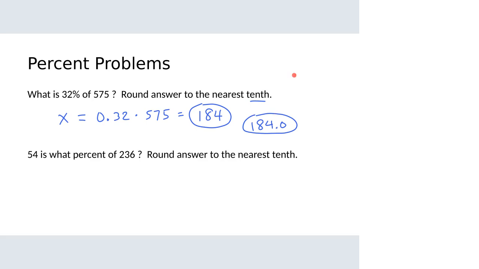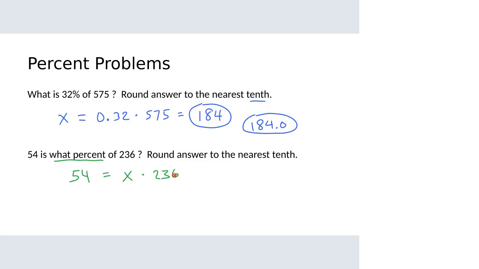The one at the bottom says 54 is what percent of 236? We're going to translate this into an equation. 54 is what percent? That's the thing we don't know. We'll call it X, of 236. This one's a little bit different than the one up top. In the one up top, all we needed to do was simplify. We just needed to multiply those two numbers together to get our answer.